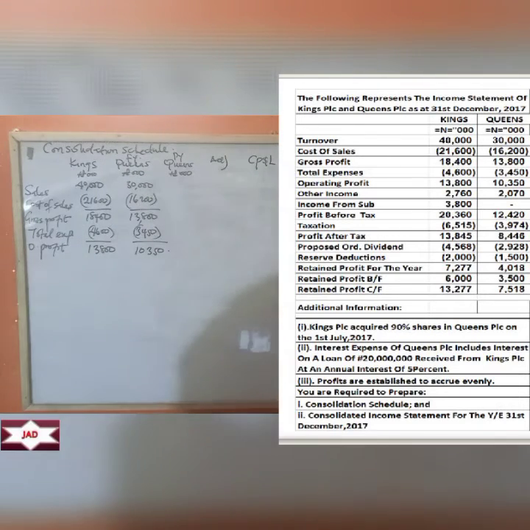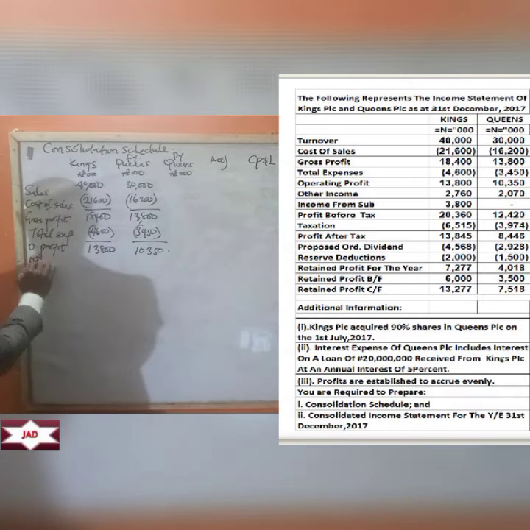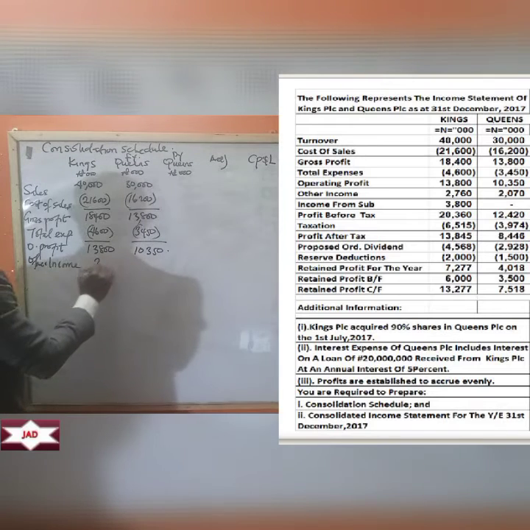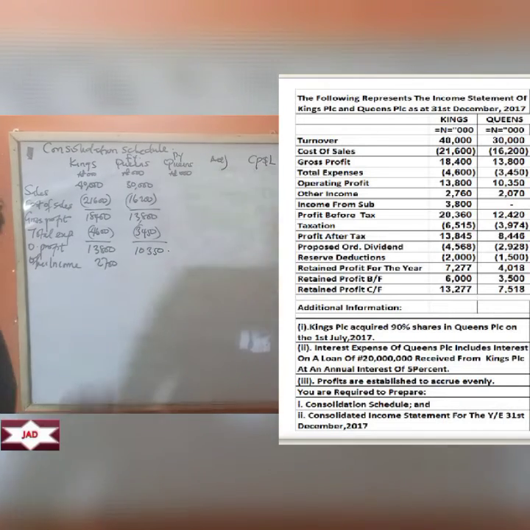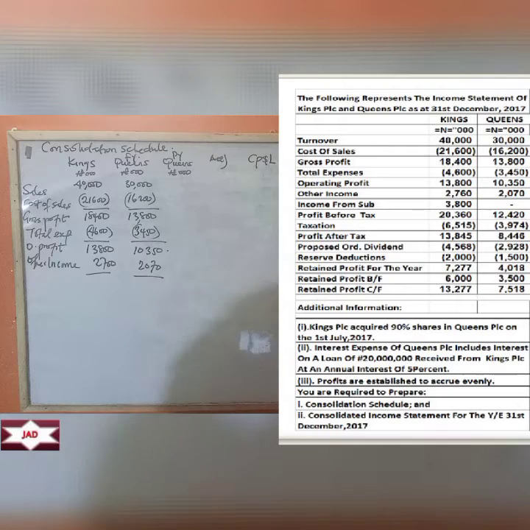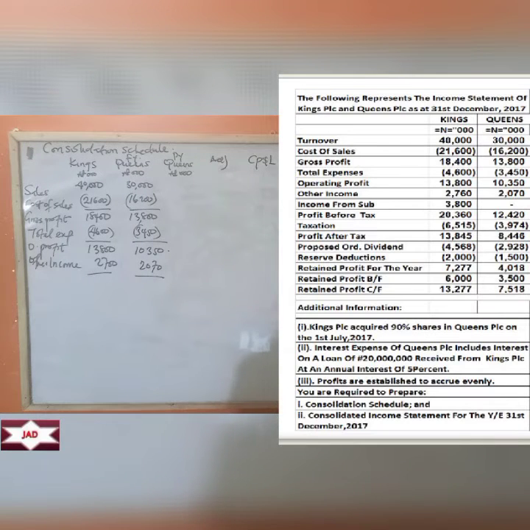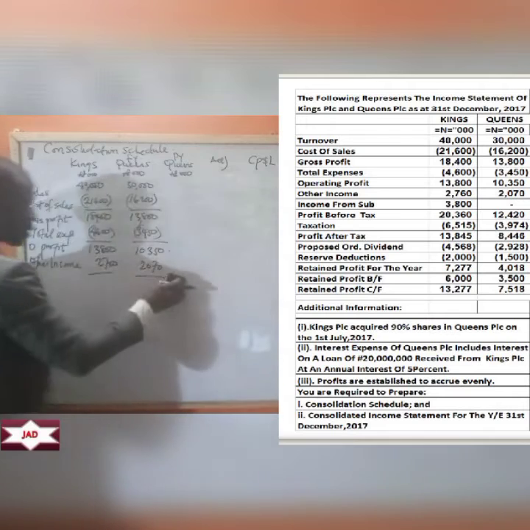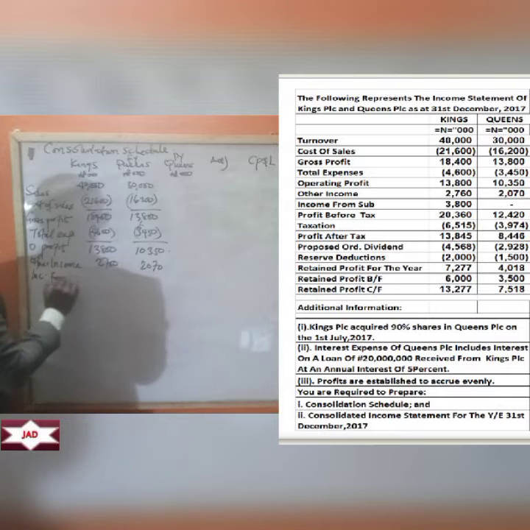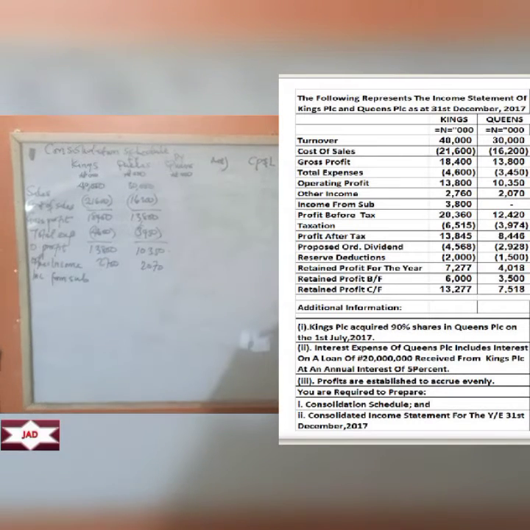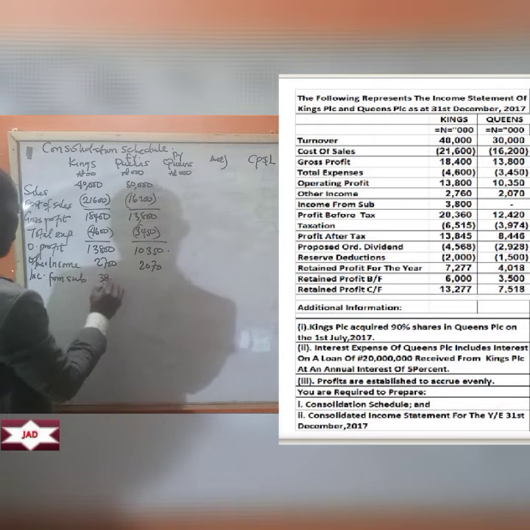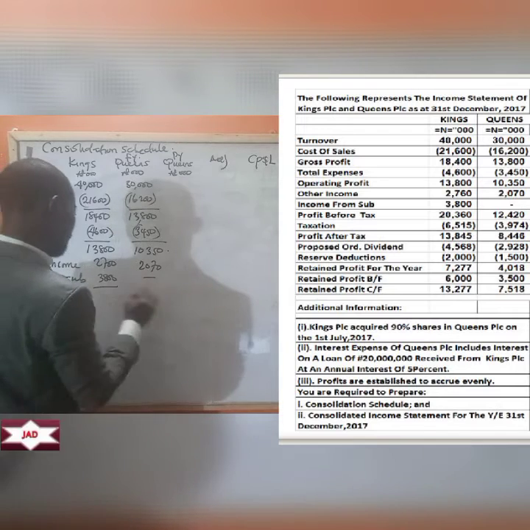Okay, so any of that in there? Other income. Other income here is 2,700. And then here is 2070. Get all that from the question. So what do we have now? We have income from subsidiary. Income from subsidiary, what do we have there? This is 3,800. Nothing here, so we have this.